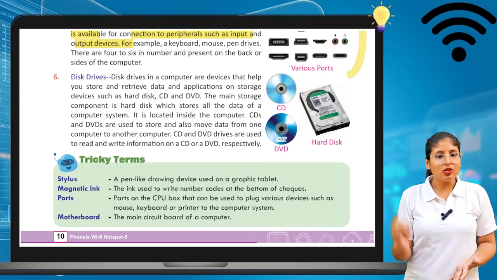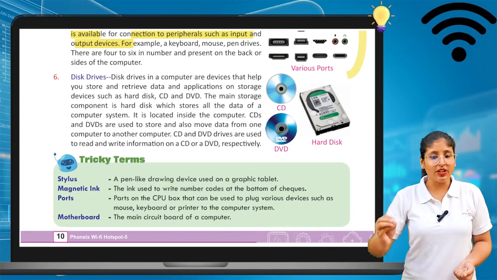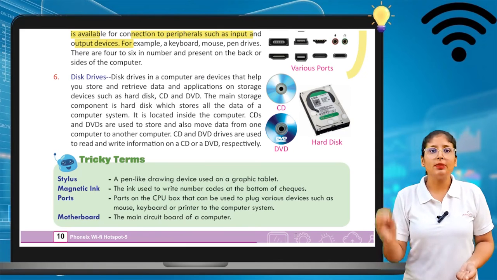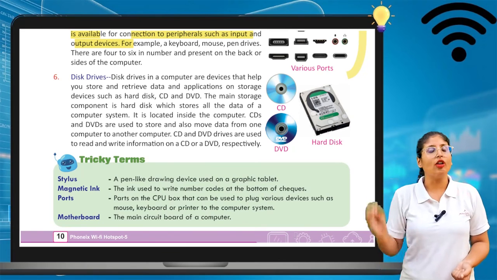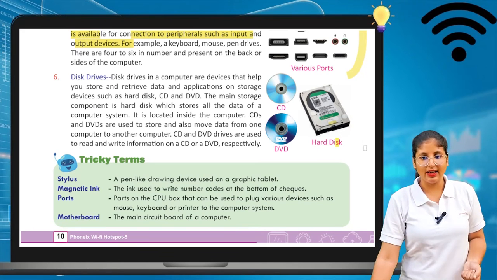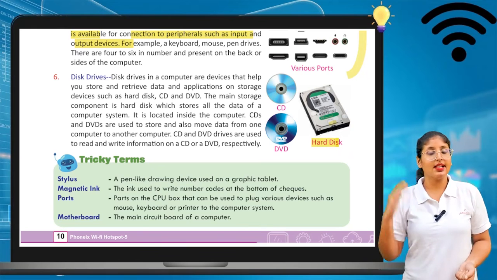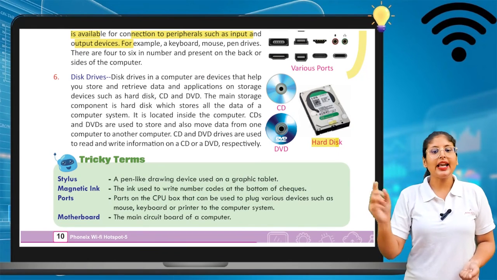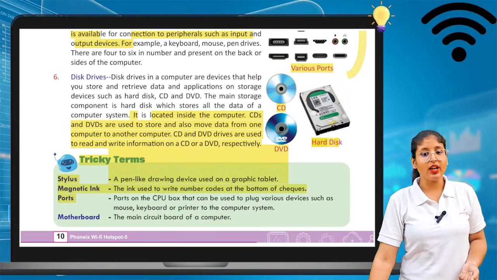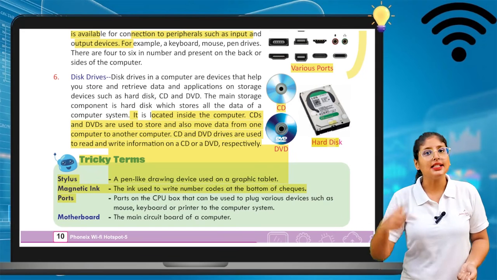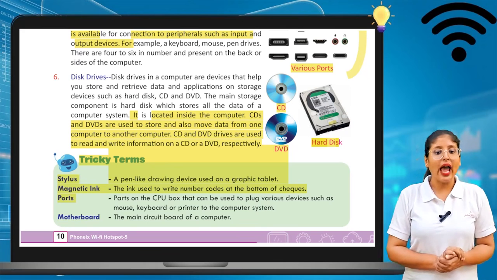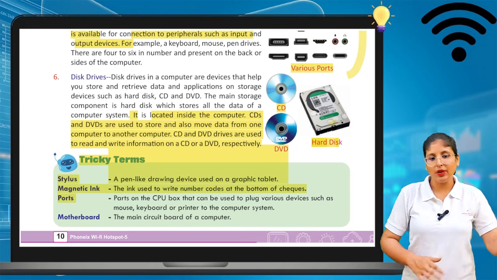The main storage component, the hard disk, stores all the data of a computer system. All the data of the computer system is stored in the hard disk of a computer. It looks like this. Can you see this hard disk? This is the hard disk. It is located inside the computer. Where is the hard disk? Inside the computer. That's why we call all these things internal devices.